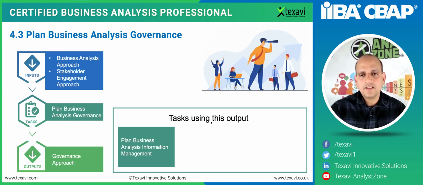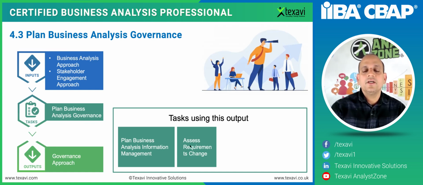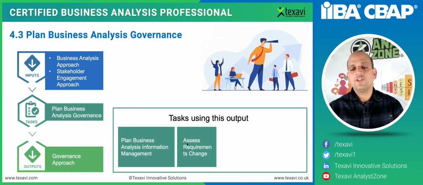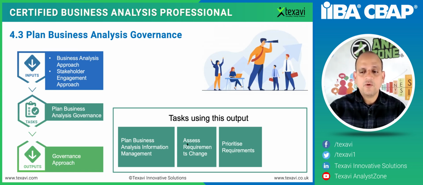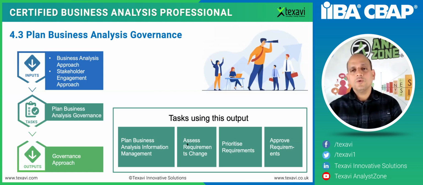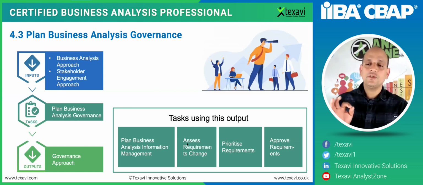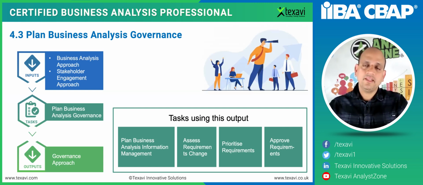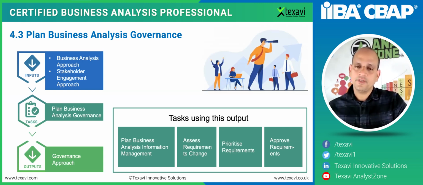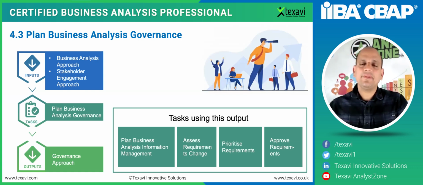And what are the tasks that you would typically use? You have plan business analysis information management. You would have an assessment of the requirements change. You would prioritize the requirements, and then you would approve the requirements. These are the tasks that you would use, not now, but all through the project. Because you're doing the planning, you would consider these tasks and see what setup is required so that you can understand the requirements changes.